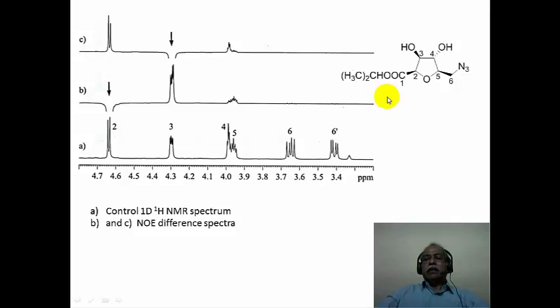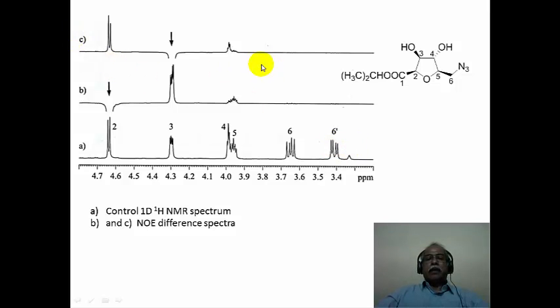So this essentially tells you that the relative stereochemistry between 2 and 3 must be cis with respect to each other. Similarly, the relative stereochemistry between 2 and 5 also must be cis with respect to each other. The relative stereochemistry between 2 and 4 is actually trans, and that is the reason you don't see any nuclear Overhauser effect for the proton at carbon number 4 in the difference spectrum.